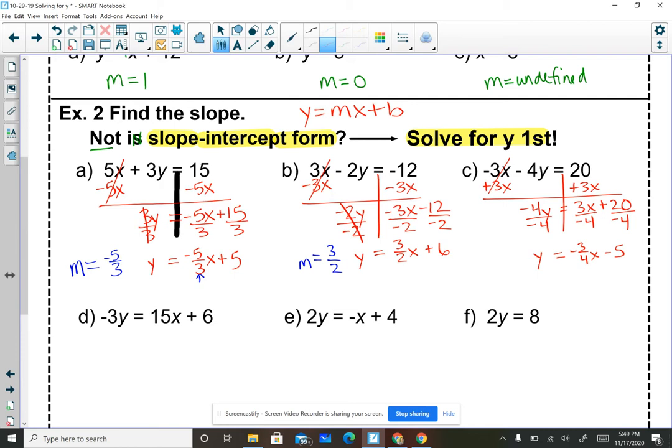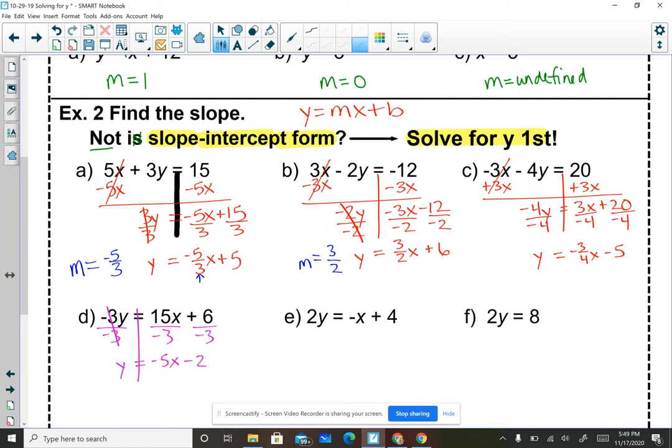Okay, letter D. Now these ones are a little simpler because if you look, it's almost in y equals mx plus b form, but it has a negative 3 with it. So when I go to solve this one, I don't have to move the x term over like I did up here because the x term is already where it needs to be. So instead this time, I'm just going to divide by negative 3. So that way I can cancel out my negative 3's and now my y is alone. 15 divided by negative 3 is negative 5x. 6 divided by negative 3 is negative 2.